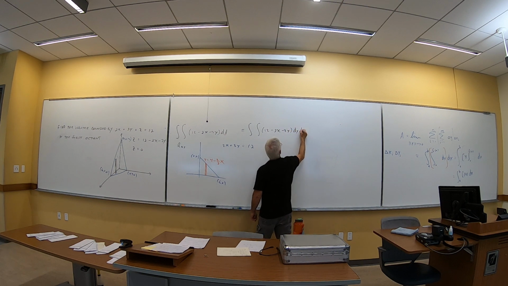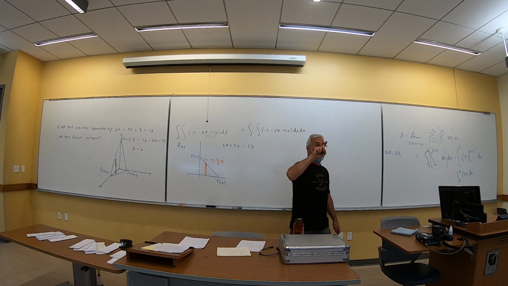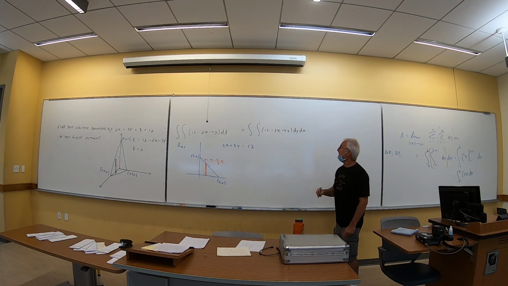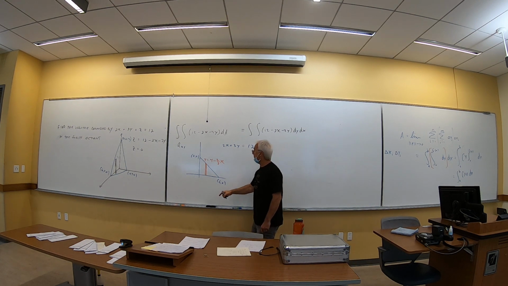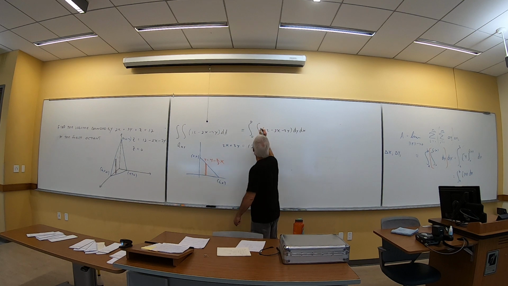We've decided dy dx. How do I know? Because y is ranging from line to line, and x is going to range from constant to constant. Had I done horizontal, then x would have gone from line to line, and y would go from constant to constant. Okay? x is going to go from what to what? 0 to 6. y is going to go from y equals 0 to y equals 4 minus 2/3 x.